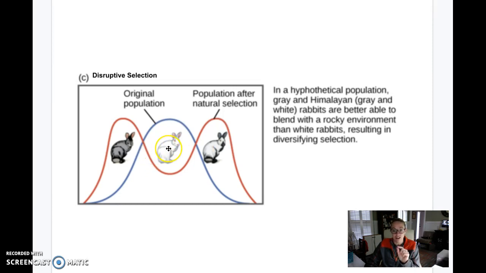So in this situation, a hypothetical population, the white bunny does not do so well. So his numbers decrease where this red line is. But the black bunny and the Himalayan bunny, they got it made. They're going to survive, reproduce, and pass on their genes. So I get this red shape, which is that M that I was talking about. The M pattern becomes your disruptive selection. So hopefully this also helps.